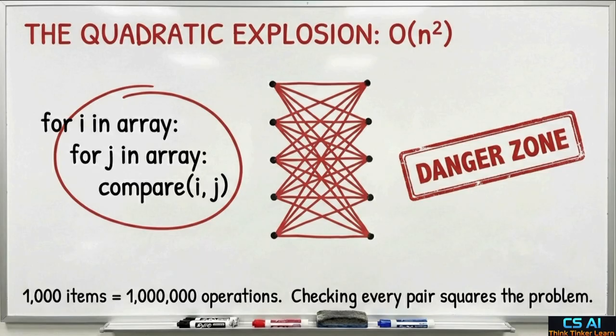As the slide here shows, if you have 1000 items, you're not doing 1000 operations. You're doing 1000 times 1000, which is 1 million operations. If the input size doubles, the work quadruples. This scaling is unsustainable and is a major red flag in your code that you need to find a way to optimize.